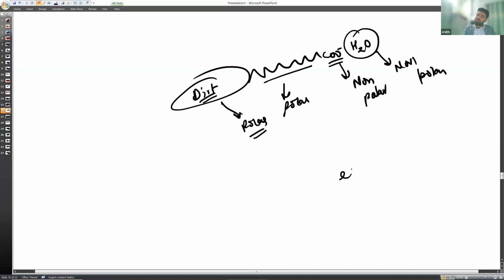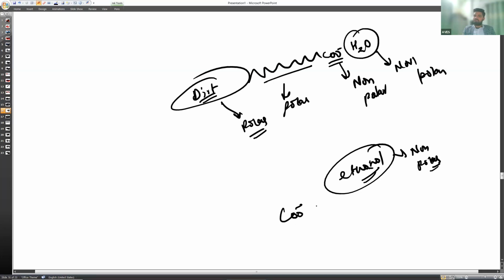So like dissolves in like. But alcohol, ethanol, is also non-polar in nature. So if both the things are non-polar, how will the micelles be formed? No micelle will be formed, because this COO minus ion will repel. The repulsion will take place here, so it will not dissolve in alcohol.